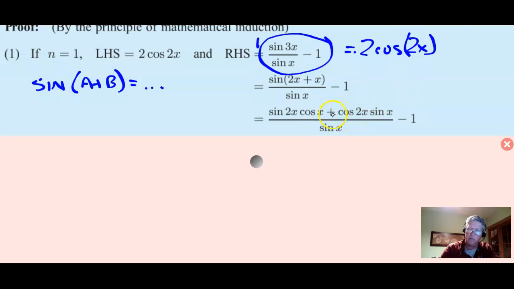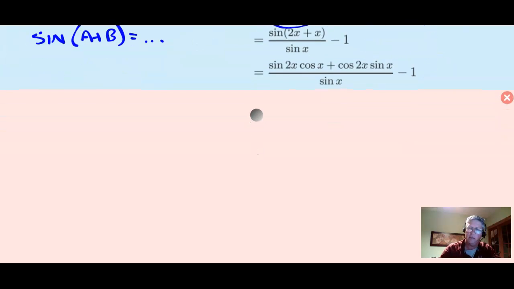I see a cosine 2x here. I like the minus 1. No, I don't. I don't like the minus 1 at all. There's no minus 1 in this. Dang.